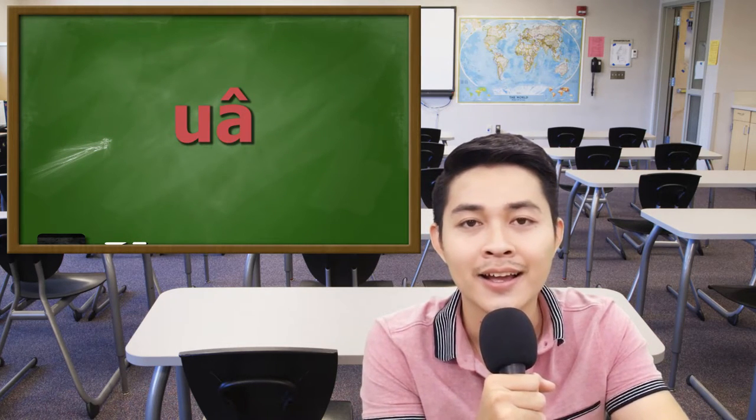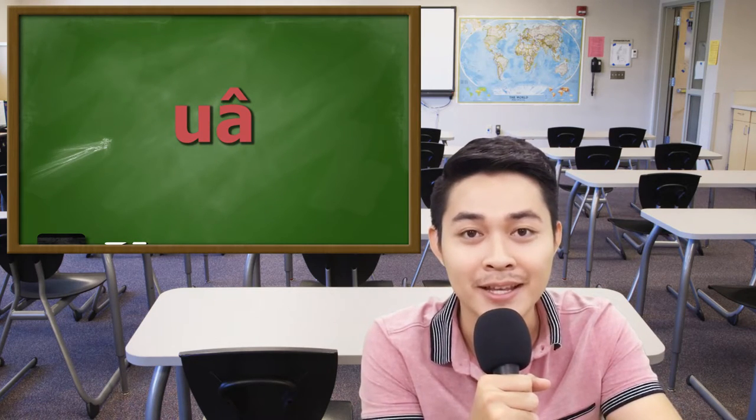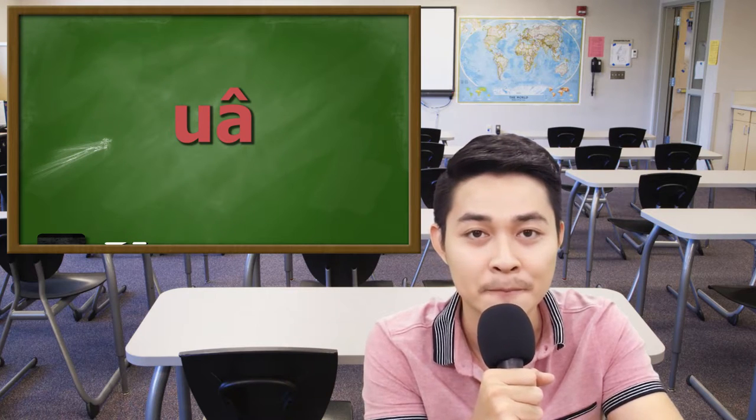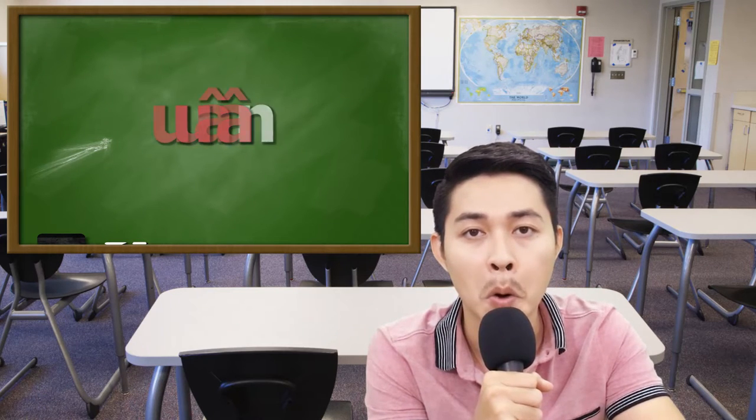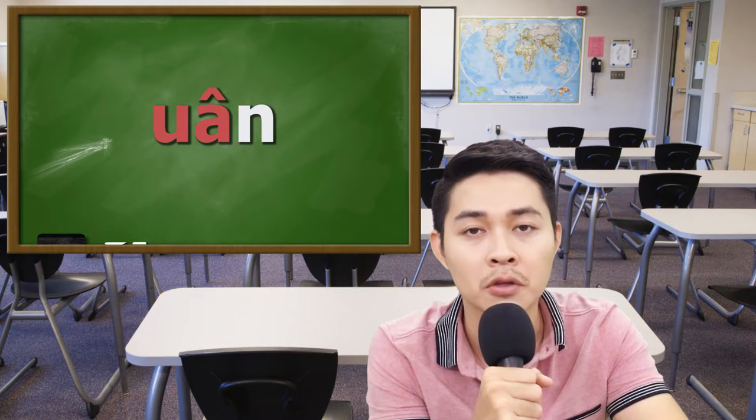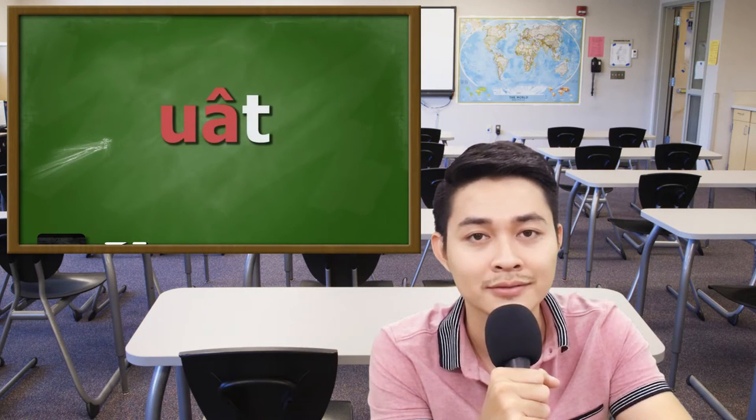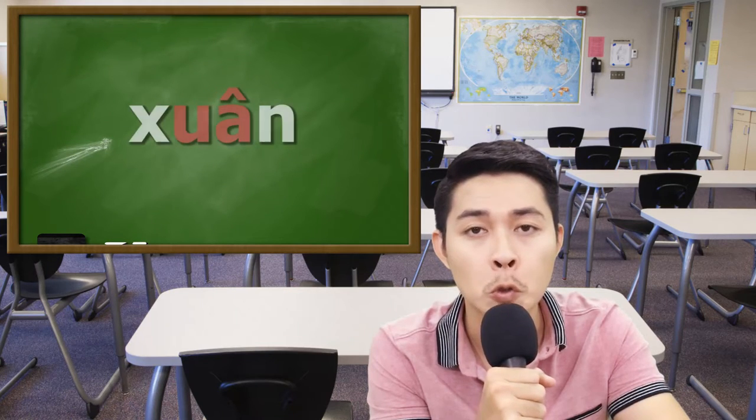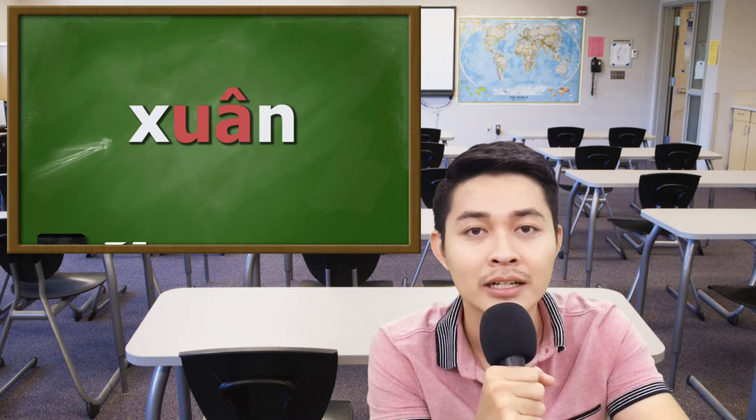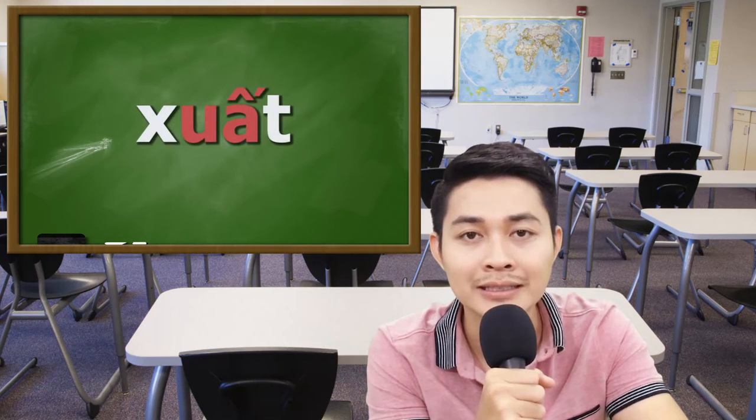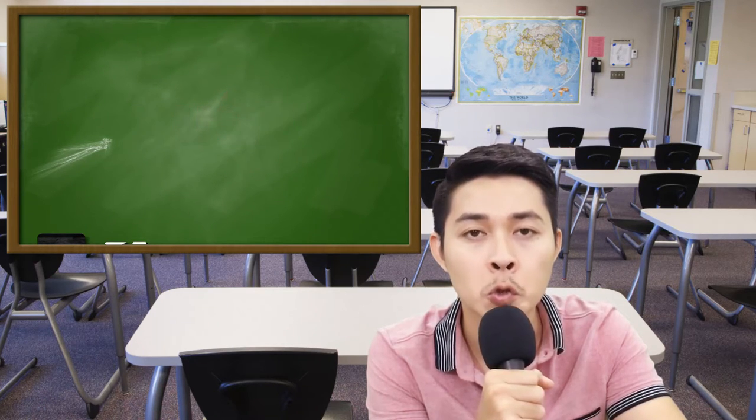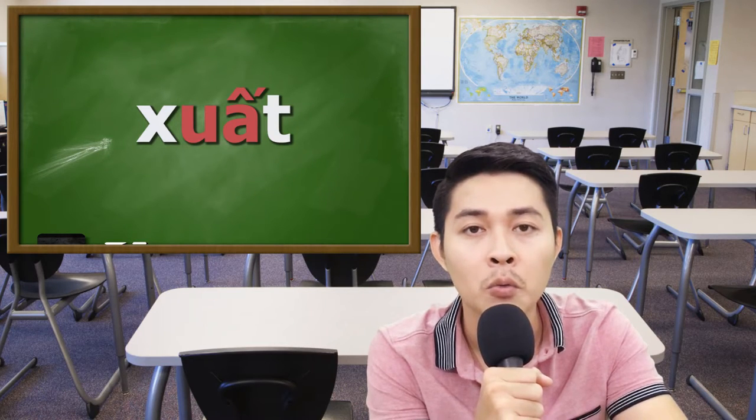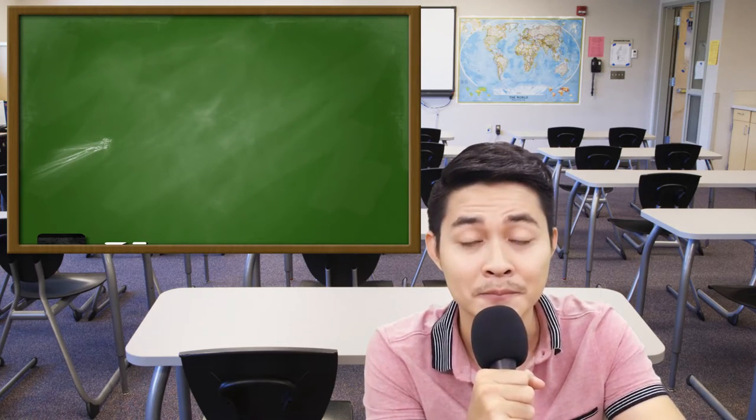The next cluster is on the board. I can't pronounce this on its own because it has to go with a final consonant. For example, when it goes with N, it sounds like this, un. When it goes with T, it sounds like this, uk. For example, xuân. Xuất. Now repeat. Xuân. Xuất. We're going to learn these final consonants in the next lessons.